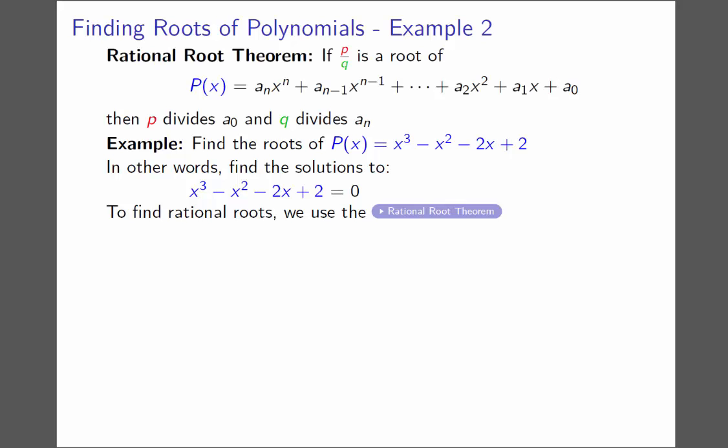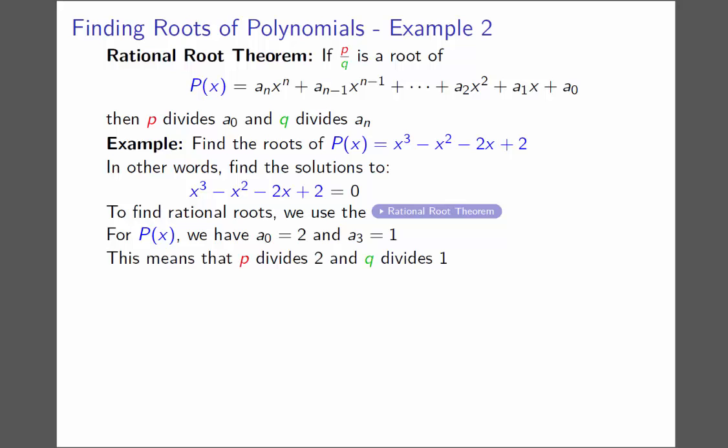if p over q is a root of our polynomial, then p divides the constant term a0 and q divides our lead coefficient an. For this particular p of x, we have that our constant term a0 is 2 and our lead coefficient a3 is 1. So this means that p divides 2 and q divides 1. So the possible values of p are all the numbers which divide 2, plus or minus 1 and plus or minus 2, while the possible values of q are all the numbers that divide 1, which is just plus or minus 1.